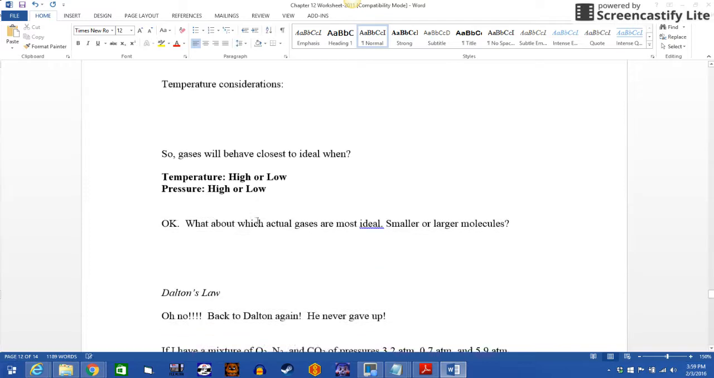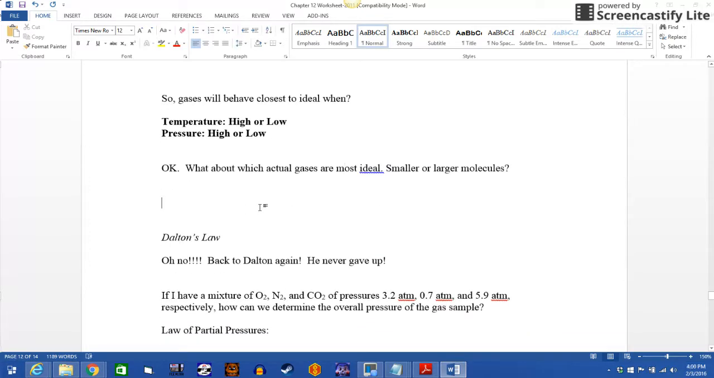Okay? Last thing for homework, I want you to think about which actual gases, like which molecules that are gases, would be most ideal, smaller or larger molecules. And if you can answer that question, then I bet you can figure out the gases that are probably the most ideal on the entire periodic table. So think about that too.